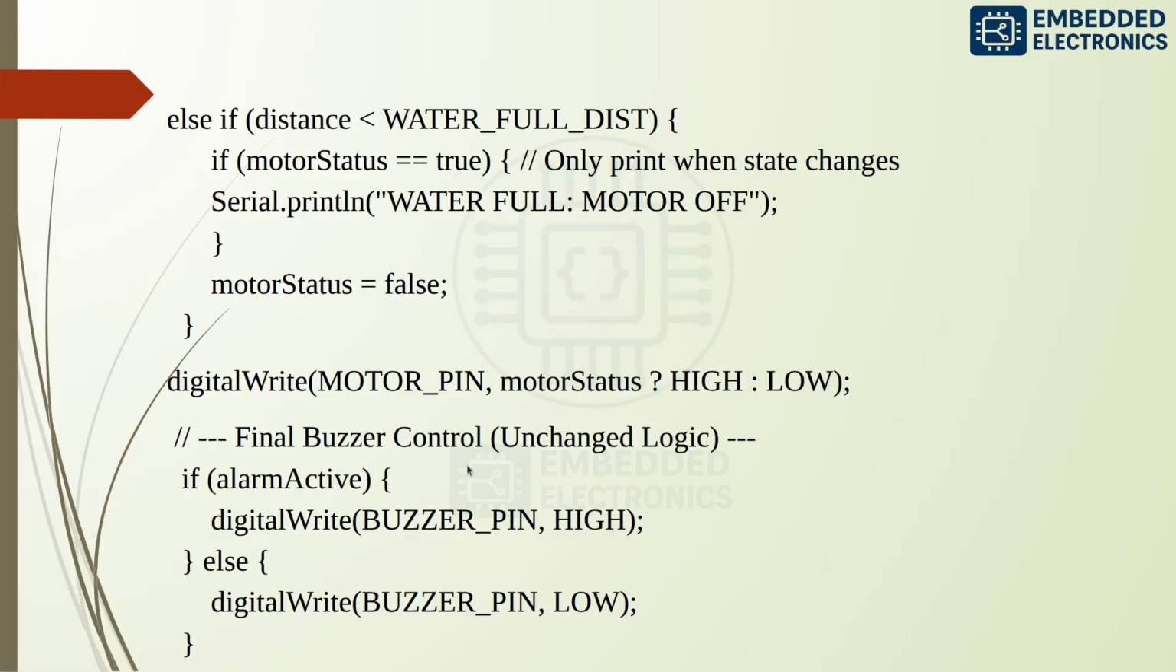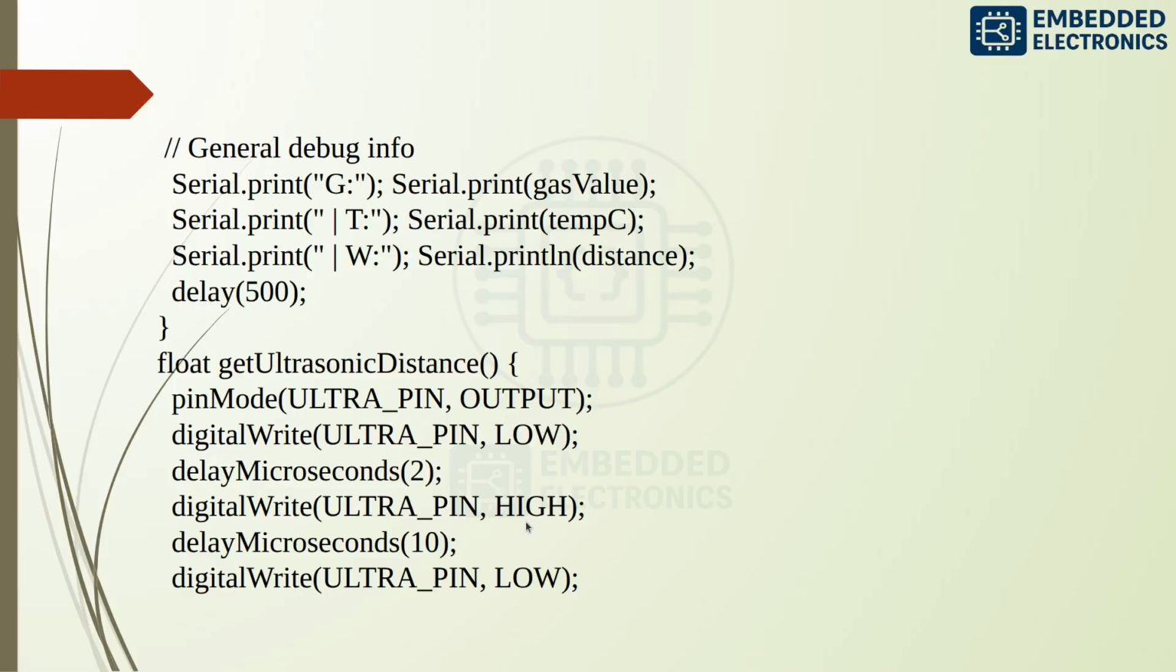Next is the final buzzer control. If ultram active means buzzer is high. If ultram active is low means buzzer is low, which means the buzzer will be turned off. So if ultram active buzzer pin is high, the buzzer will be turned on. And here in the serial print, G value means gas value, T means temperature in Celsius, W means distance value.